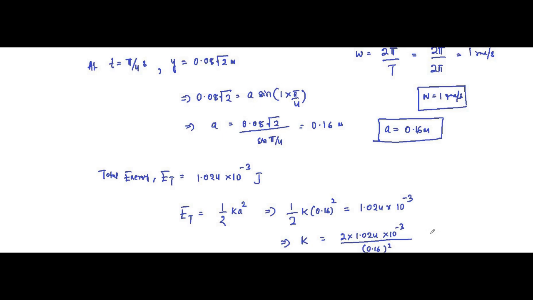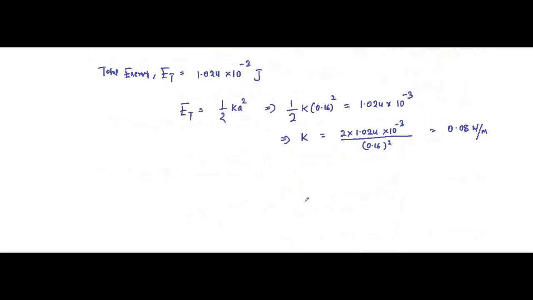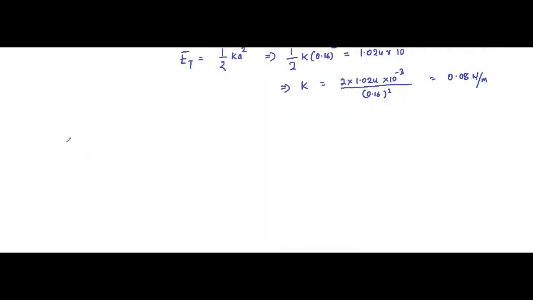So it is coming around 0.08 Newton per meter. Okay, this is the value of force constant. Now we also know that the angular frequency omega is equal to root over of K by M. That implies omega square is equal to K by M, that implies mass m is equal to k by omega square.